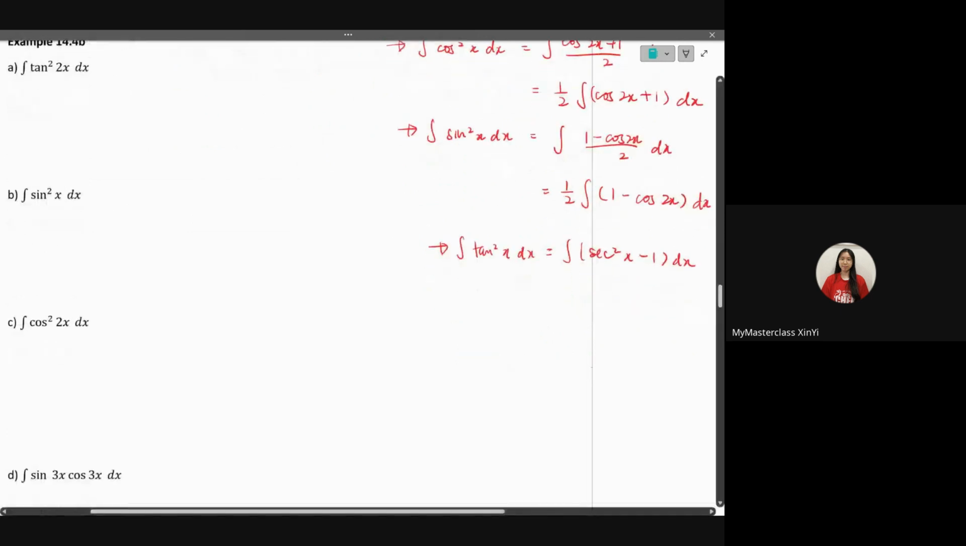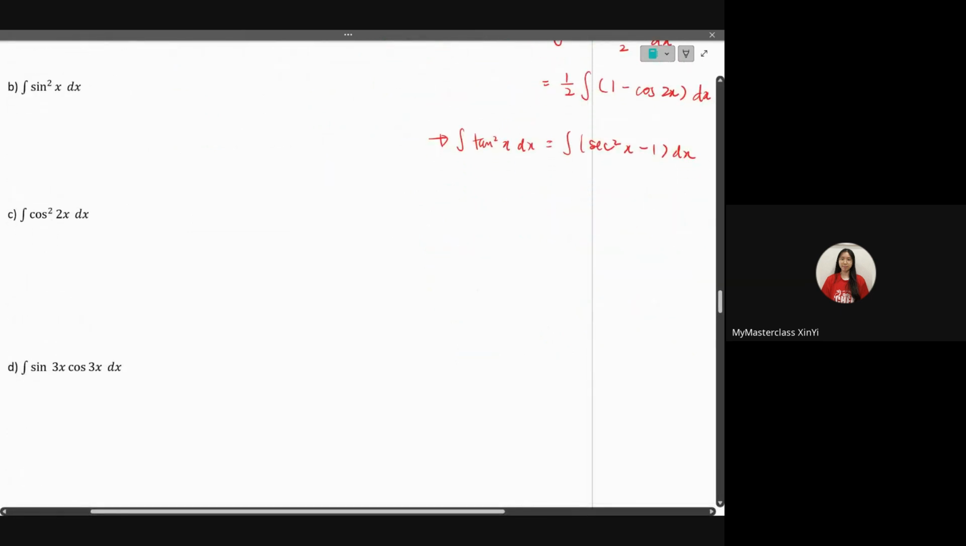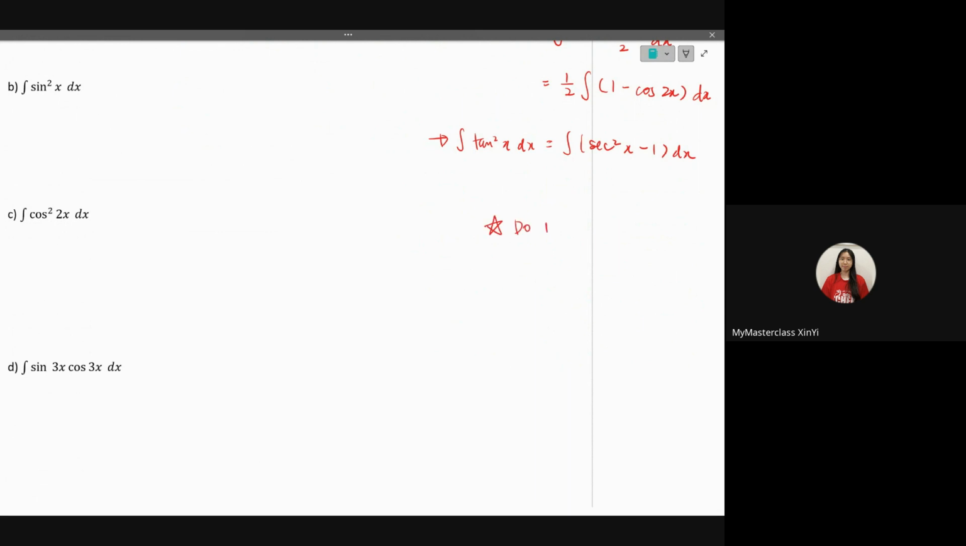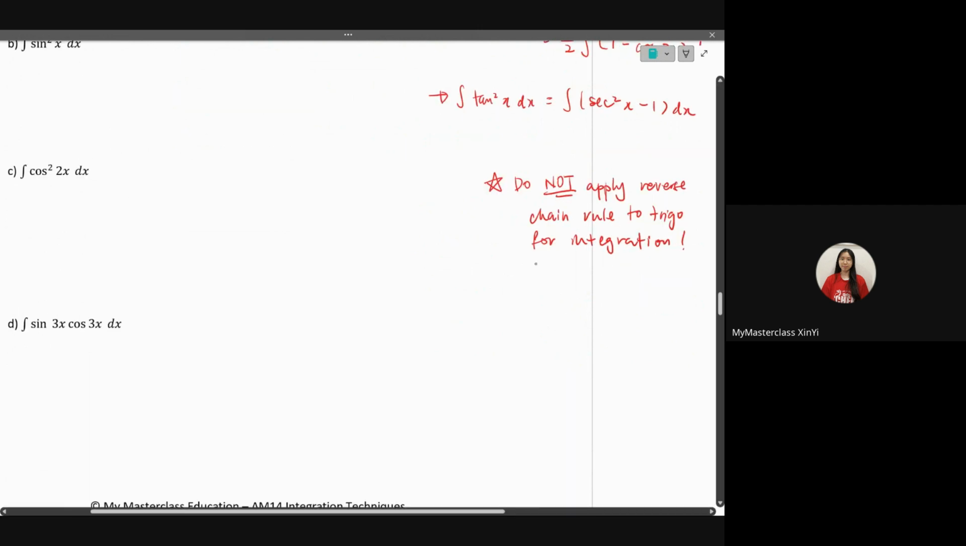The common misconception is, let's write this down again: do not apply reverse chain rule to trigo for integration. Write this down again to remind yourself there is no such thing as chain rule or power rule here. So it means you cannot do this. This one is a wrong way to do.